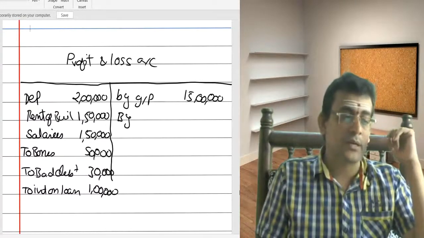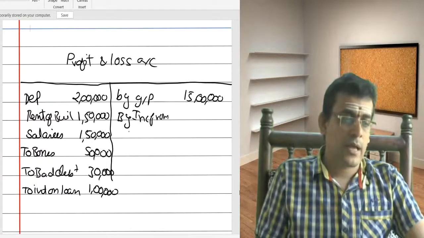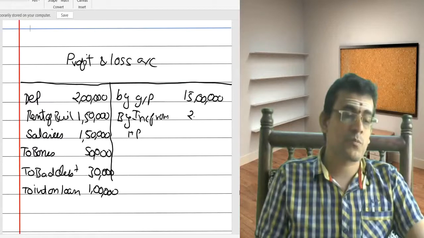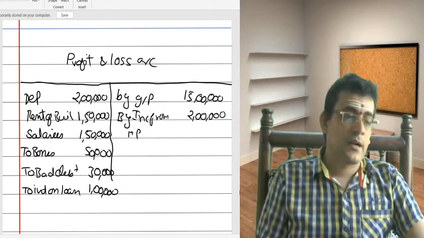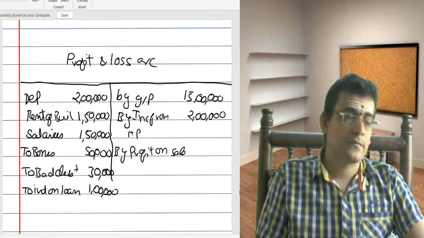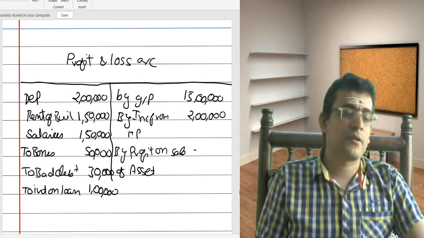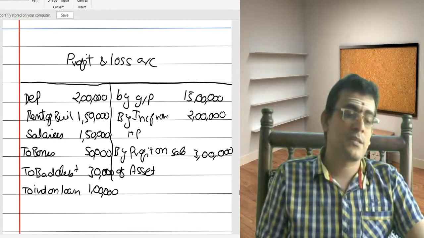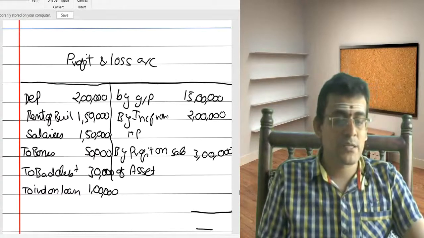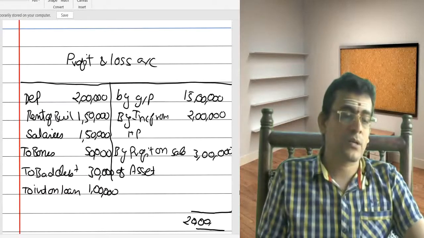Now coming to the credit side, you are having income from house property, which let us consider to be 2 lakhs, and profit on sale of asset, let us consider a profit of 3 lakhs. That is the structure of your profit and loss account. The total of the credit side is 20 lakhs.